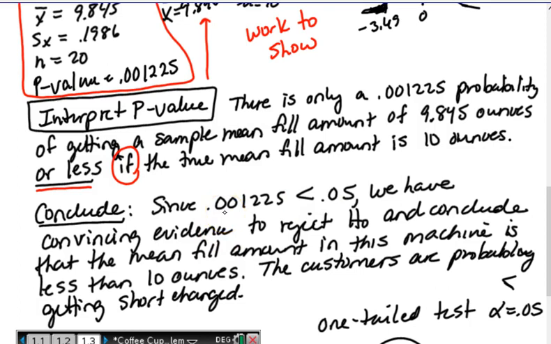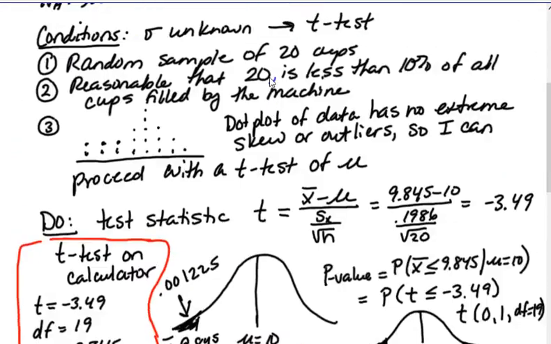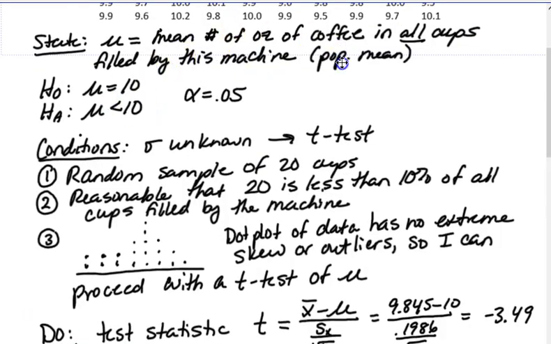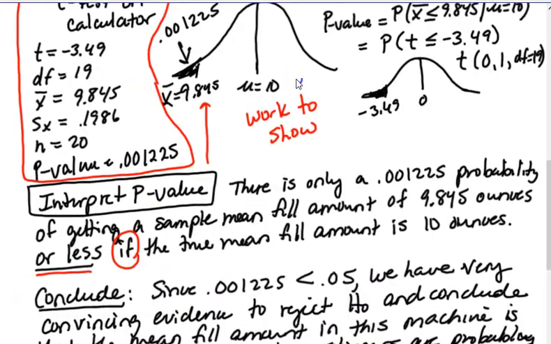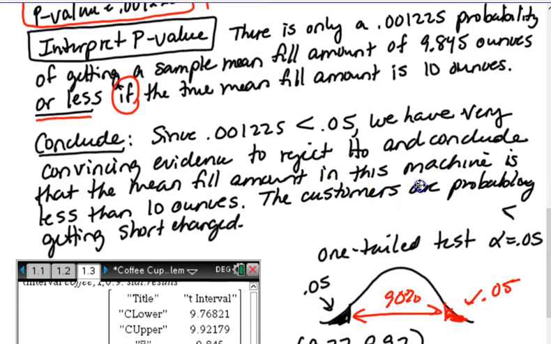This is actually much less than 0.05, so I have pretty strong evidence here. I have very convincing evidence to reject the null hypothesis and conclude. Now remember, when I conclude, I'm concluding that the alternative is probably true because I've rejected the null hypothesis. And I want to do this in the context of the problem. So I'm going to say that the mean fill amount in this machine is less than 10 ounces. The customers are probably getting shortchanged. Now, I can't say I proved that the mean fill is less, but I can conclude based on my hypothesis test. This is a valid conclusion. I have evidence to conclude this.